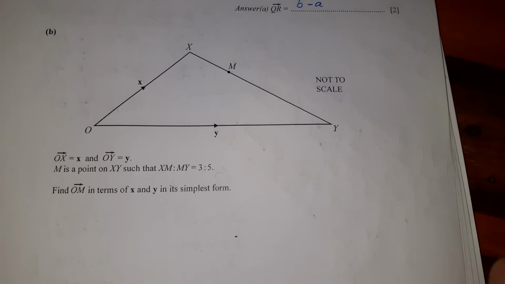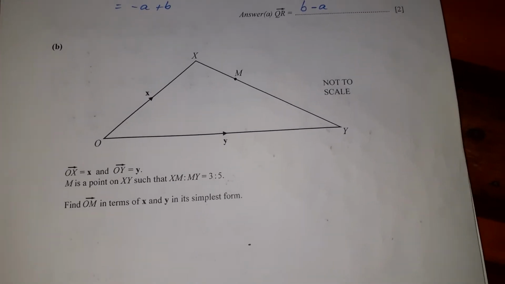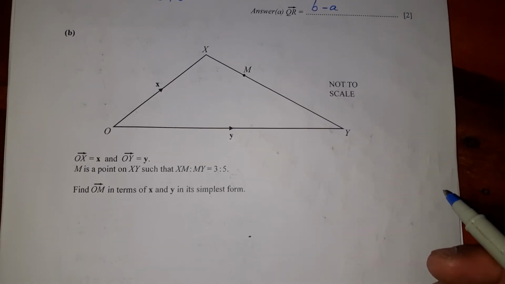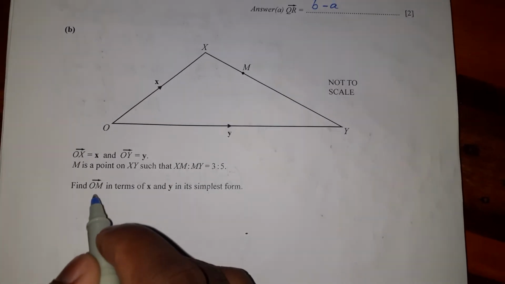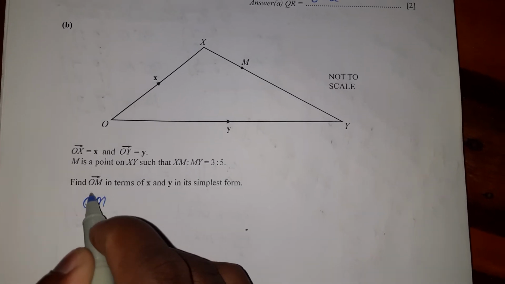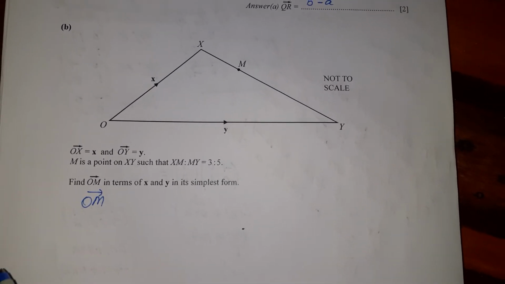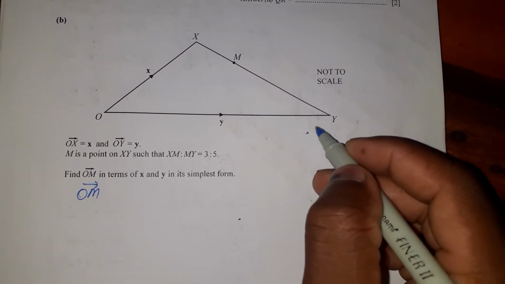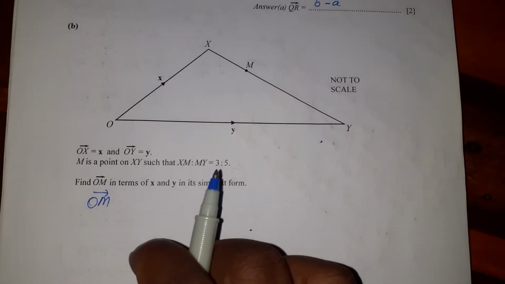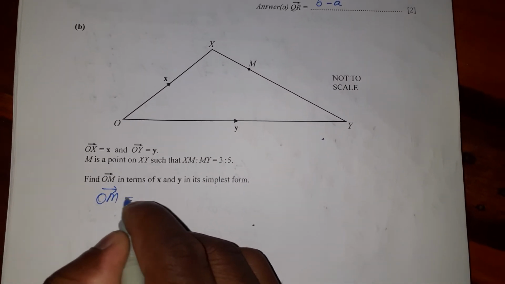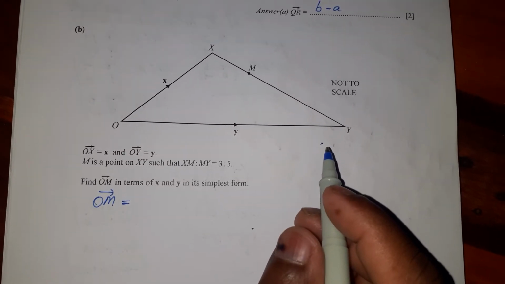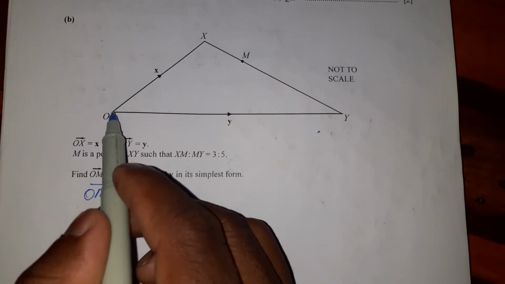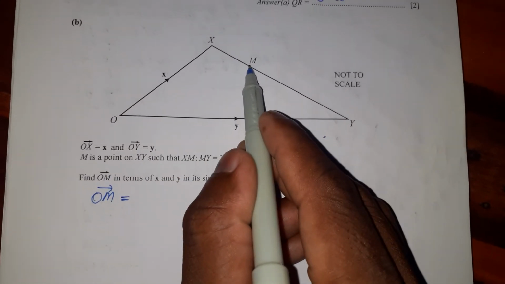Let's move on to the next question. Here we have a triangle, and we want to get the vector OM. I'll do the second solution this side. I'll do it in a different color. Now here there are two ways on how we can get our vector OM. It means we have to move from O up to M.